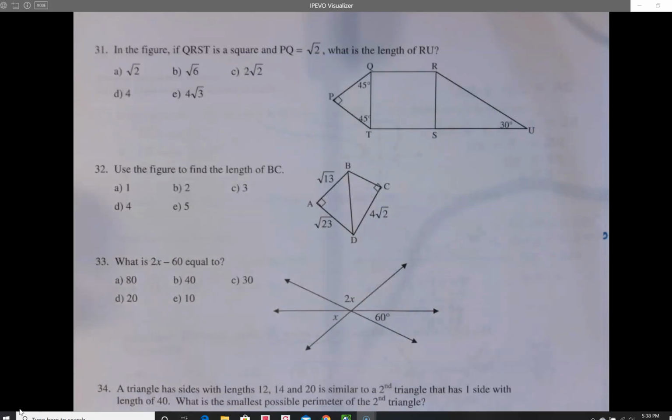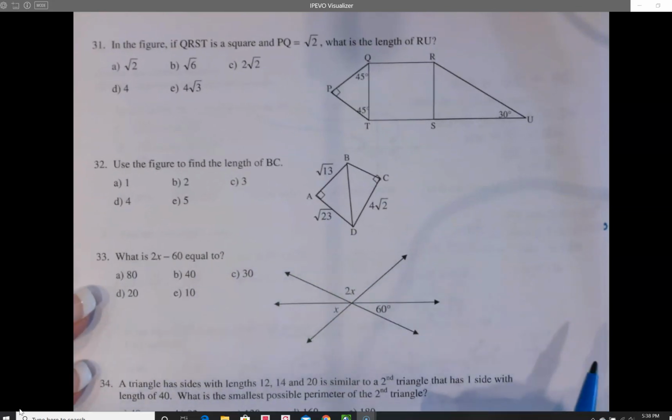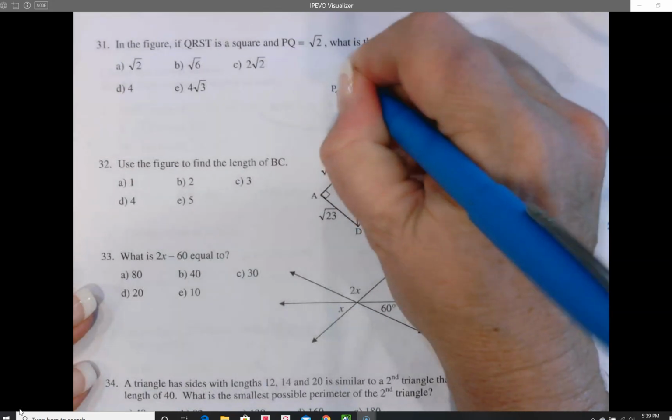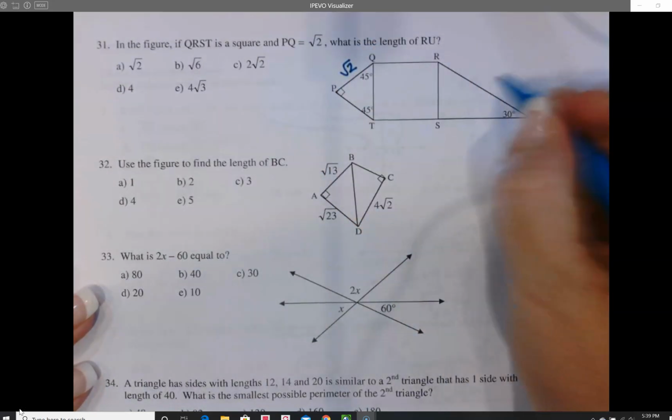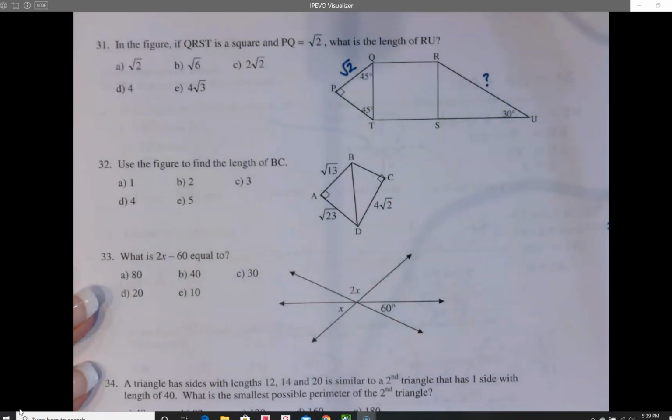So in number 31, if QRST is a square and PQ is the square root of 2, what is the length of RU? So this is our piece that we're trying to discover right here.